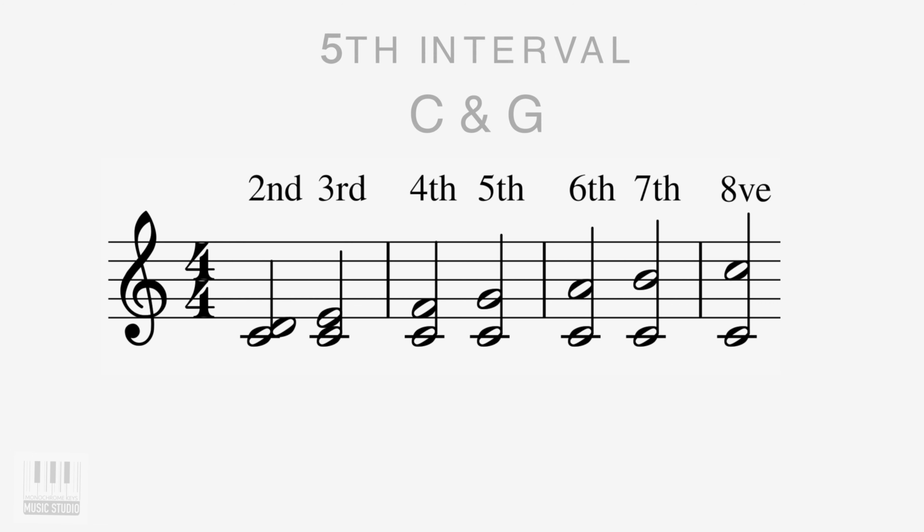A fifth would be a C and a G. A sixth would be a C and an A. A seventh would be a C and a B. And finally, as we've seen before, a C and a C would be an octave.